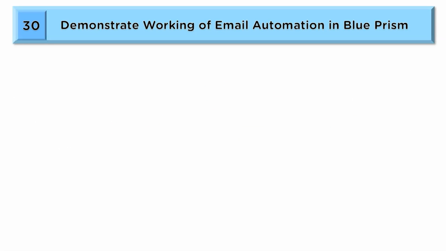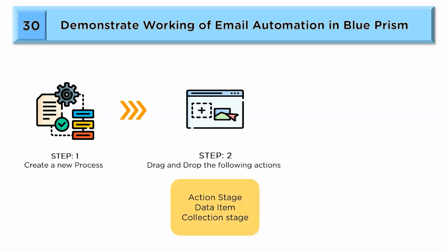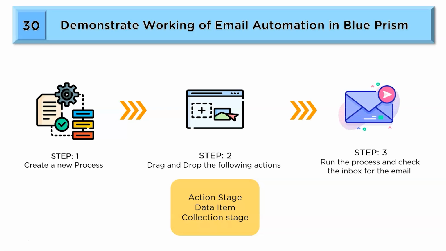Demonstrate the working of an email automation in Blue Prism. First, we'll create a new process, then we'll perform some of the actions in which we will use action stage, data item and collection stage. And after performing all the required actions, finally we will go to our mail inbox and check if we have received the mail. So we will jump into Blue Prism software and see how to import a VBO in Blue Prism and see the working of email automation in Blue Prism.